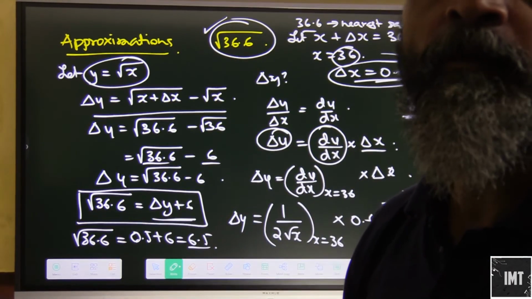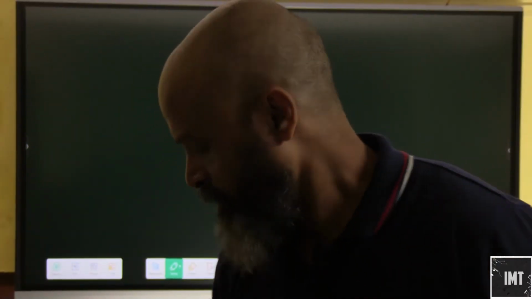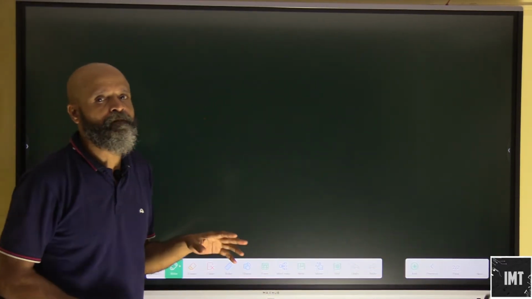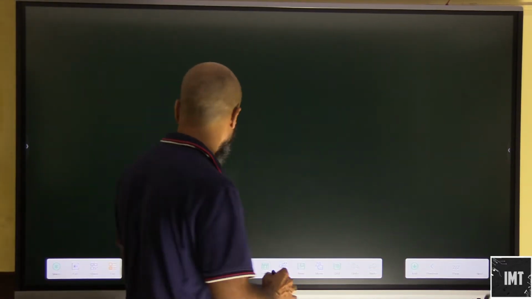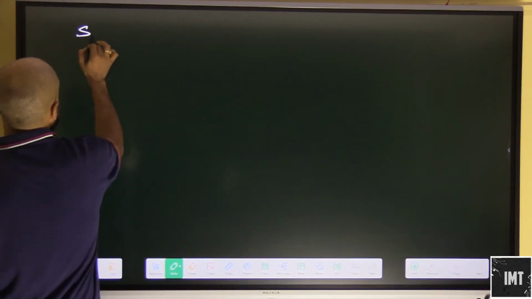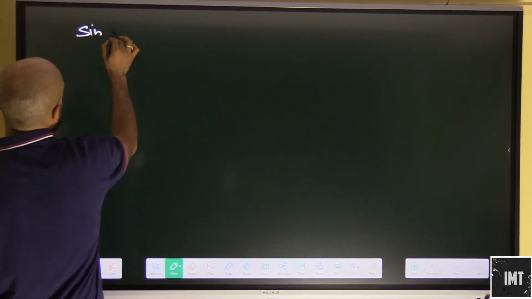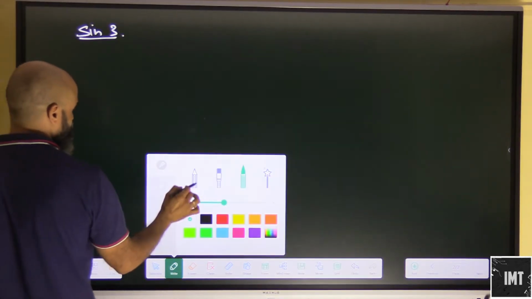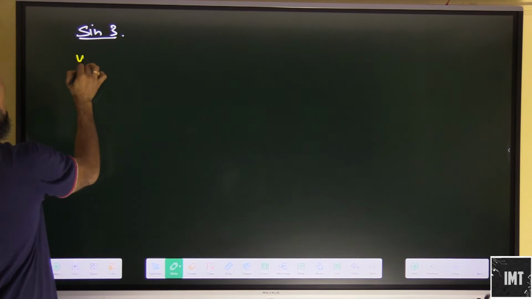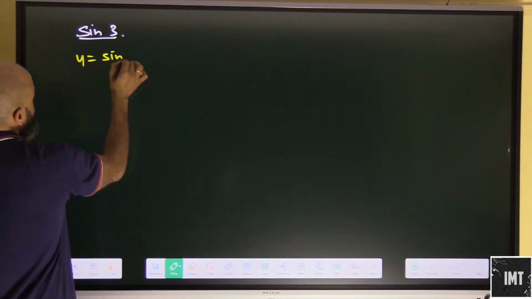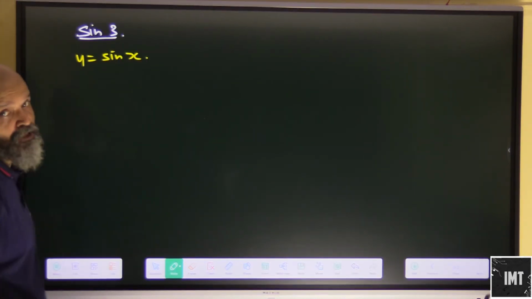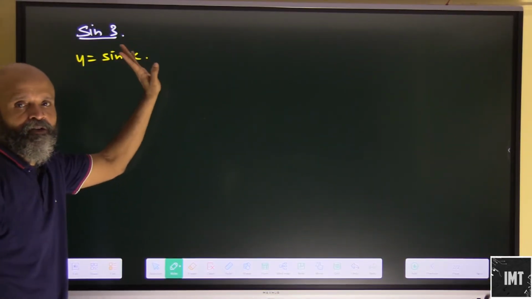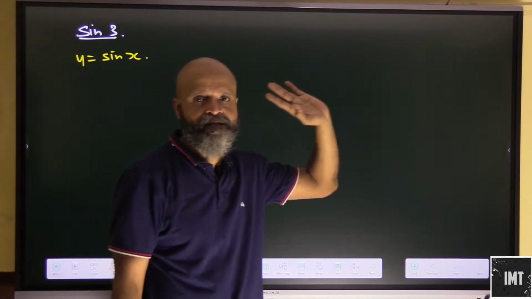We'll cover some more problems out here. So we are going to try and find out more ways in which we can find the approximate values. Let's say we have to find the value of sine 3. Again, the first attempt would be to define y and x. So let y is equal to sine x, where x has a value of 3.